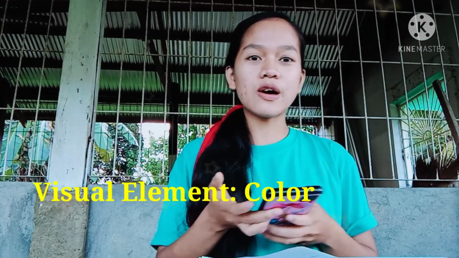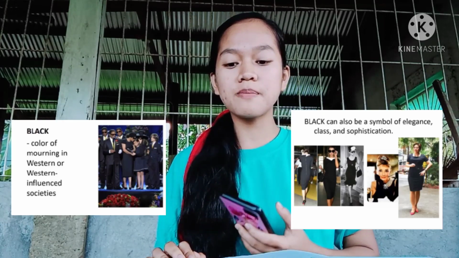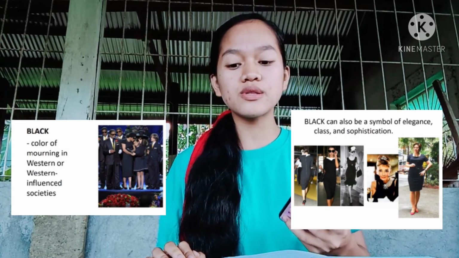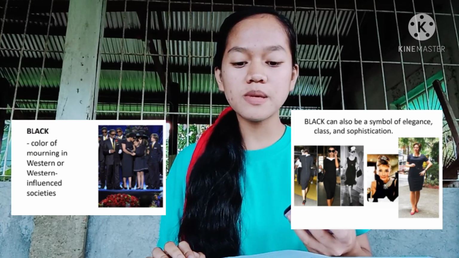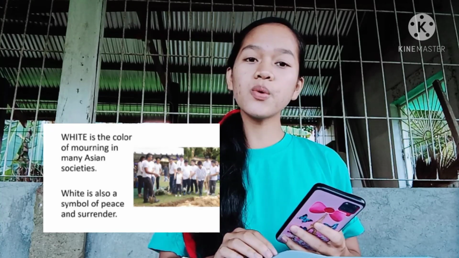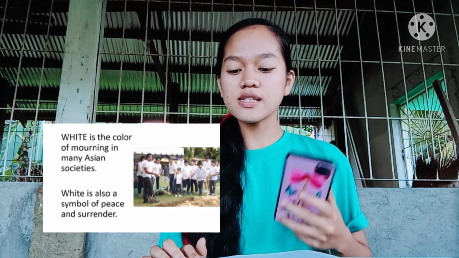So next, let's talk about the color. Color is the visual element that has the strongest effect on our emotions. We can use color to create the mood or atmosphere of an artwork. So, a trivia: black is the color of mourning in Western or Western-influenced societies. Black can also be a symbol of elegance, class, and sophistication. White is the color of mourning in Asian countries. White is also a symbol of peace and surrender.